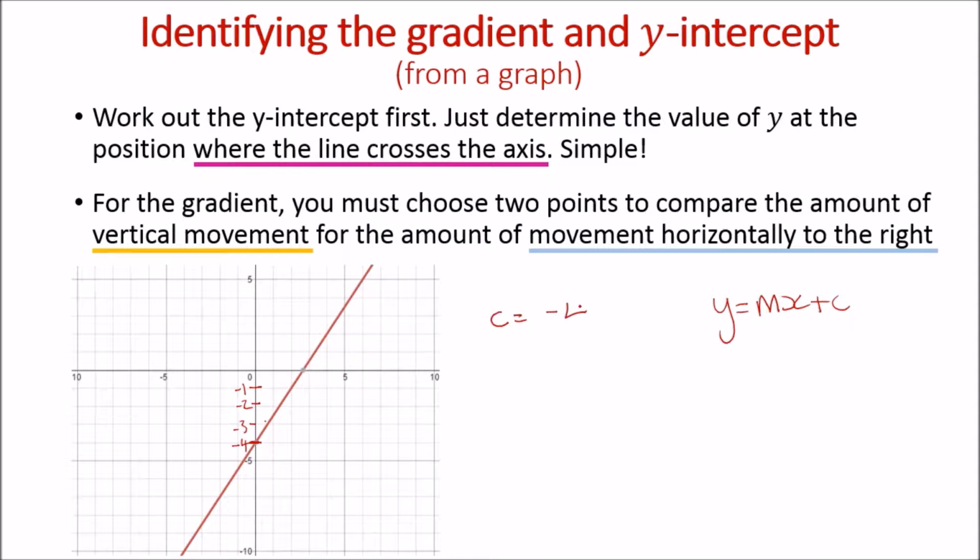is negative 4. Next, you want to pick out 2 points, and I'd suggest you pick out the y-intercept if it is actually crossing on an integer, a whole number, and we'll follow the line up and look for a position where, if you have a look at the grid behind it, I'm just going to draw over some of the grid lines here, you want to choose points that go through where you can see grids crossing over.